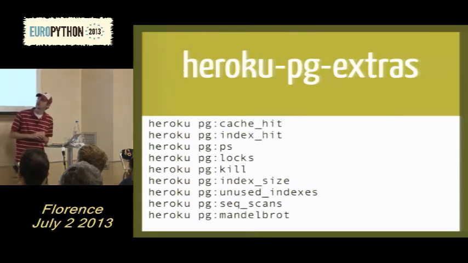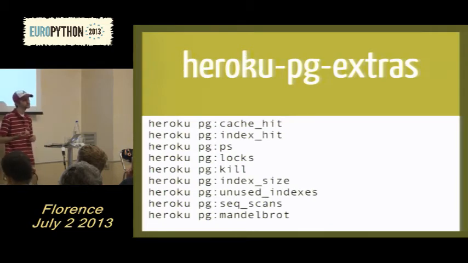Some other things. If you're on Heroku, there's something called Heroku PG Extras. It's a plugin for the command line. If you're not on Heroku, just crack open the source and look. It's got the queries for cache hit, for index hit rate, for locks, for sequential scans, all these things that make it a good bit easier for you.